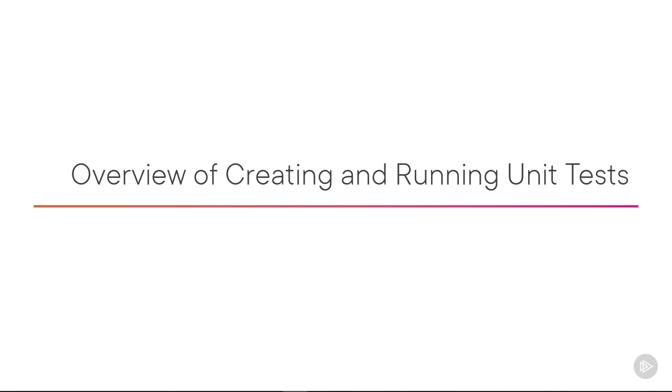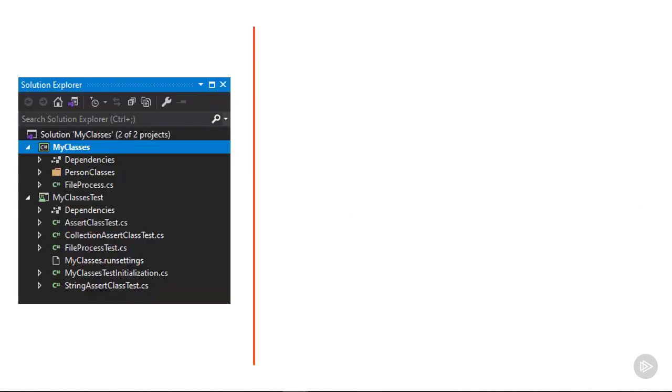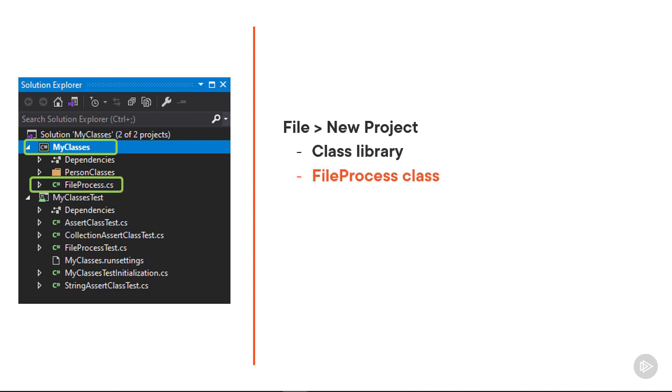We're now going to take a look at an overview of creating and running unit tests. What we're going to do is a File, New Project, and we're going to build a class library called My Classes. Now this will be just like a class library that you have already built maybe in one of your applications. I'm then going to build a file process class that will have a method in it that we can use to show how all these unit tests work.